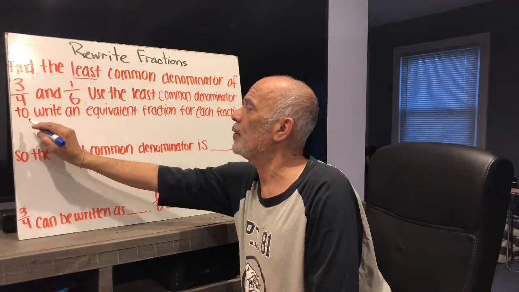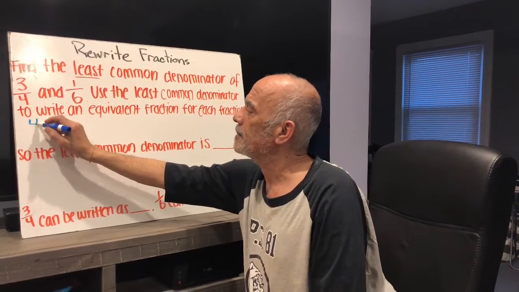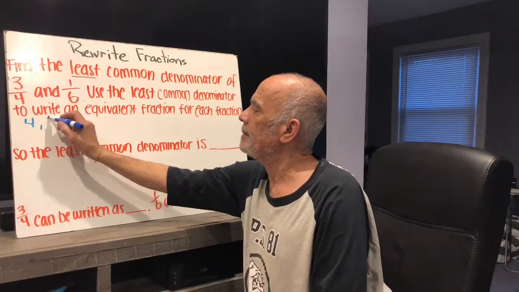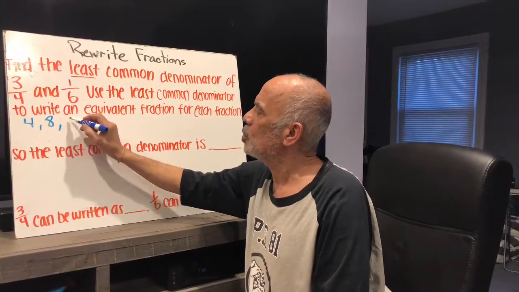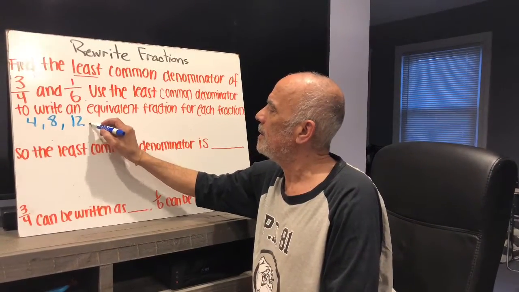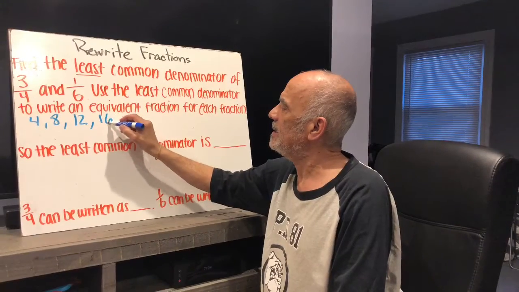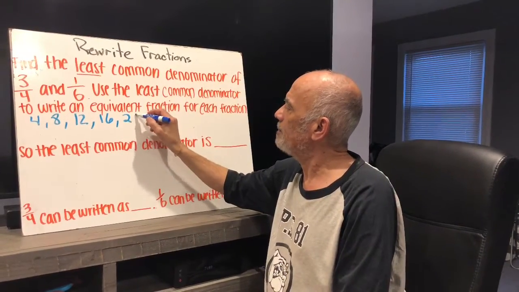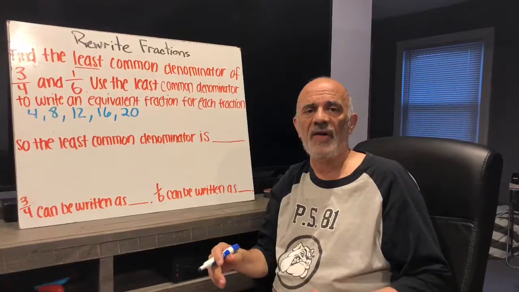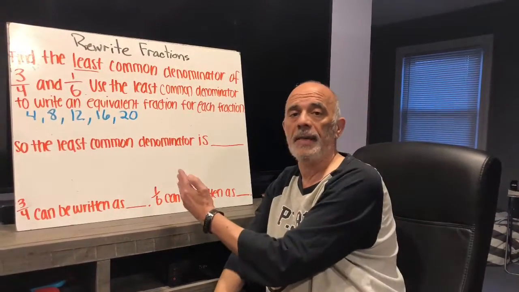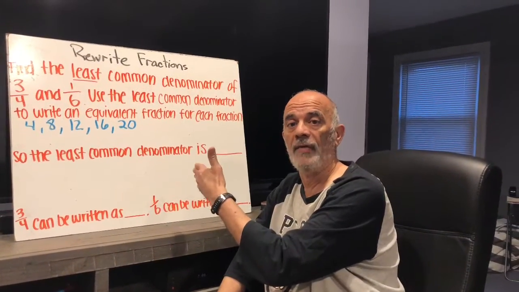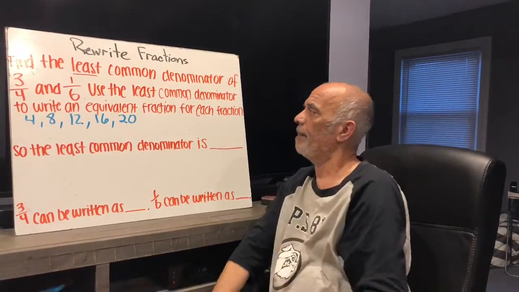So multiples of 4, we start with 4, 8, 12, 16, 20. I like to do at least 5. If you don't find the common multiple before 5, you'll just keep going.